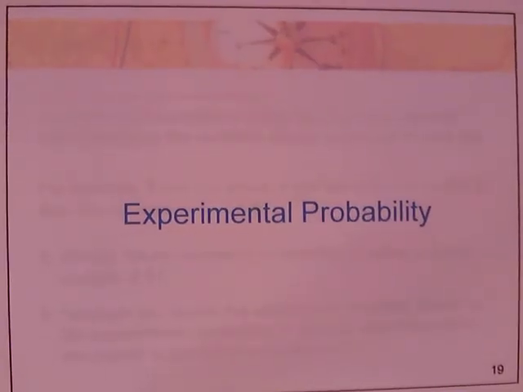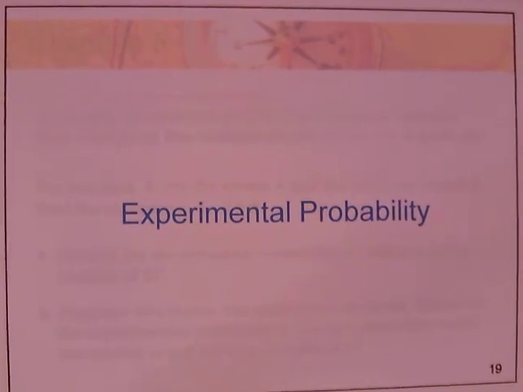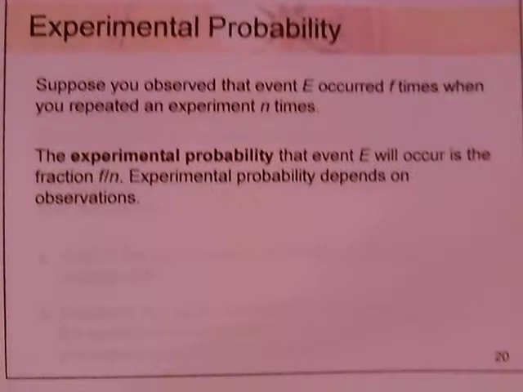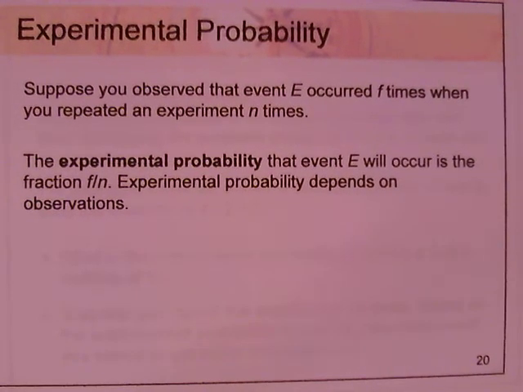Now let's talk about experimental probability. Suppose you observe that event E occurred F times when you repeat an experiment N times. Here, the experimental probability that event E will occur is the fraction F over N. And here, the experimental probability depends on the observations.